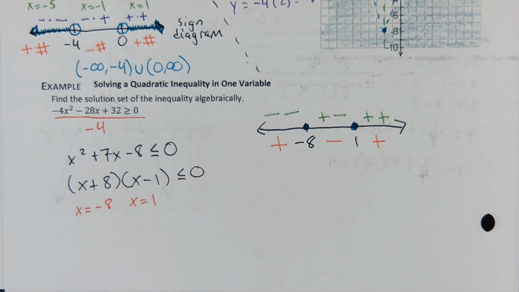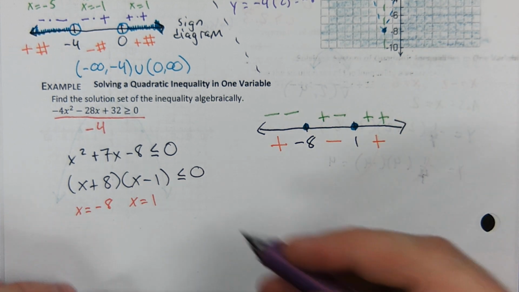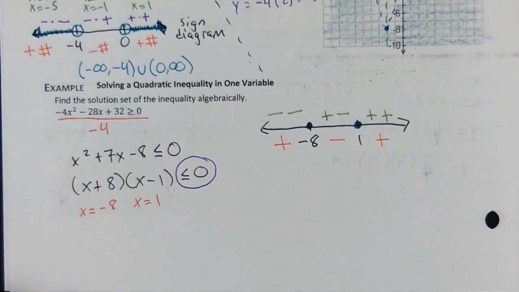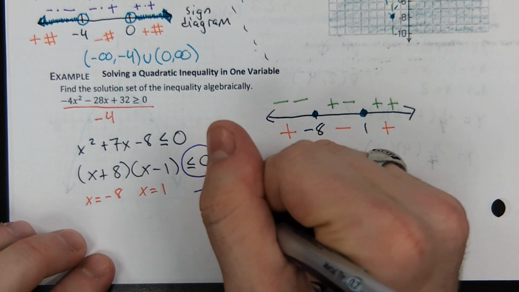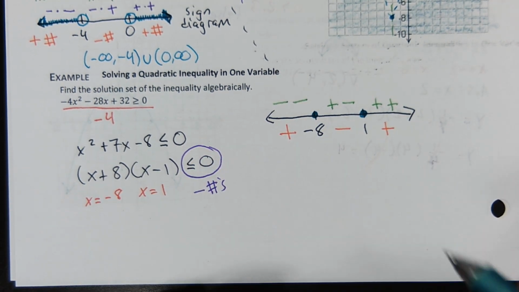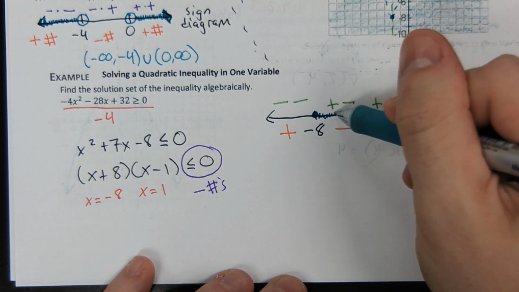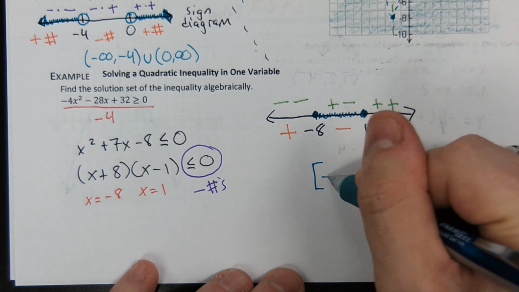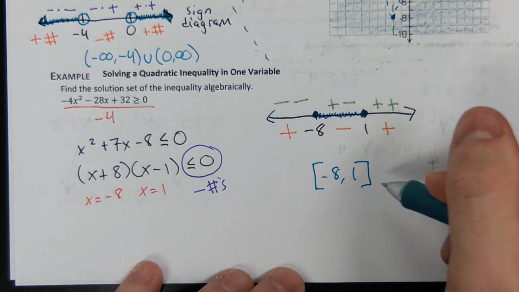Now look to your quadratic. Was this looking for positive numbers or negative numbers? Negative numbers. So look here and look to see where your negatives were. They were here. Our solution set then is from negative 8 up to positive 1 inclusive.